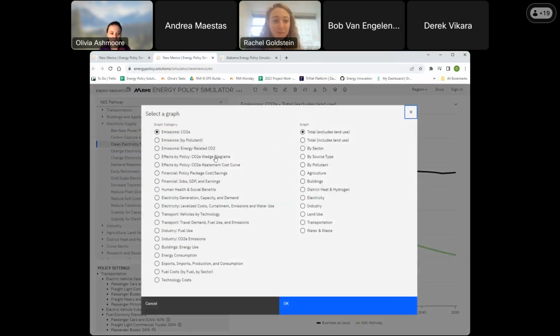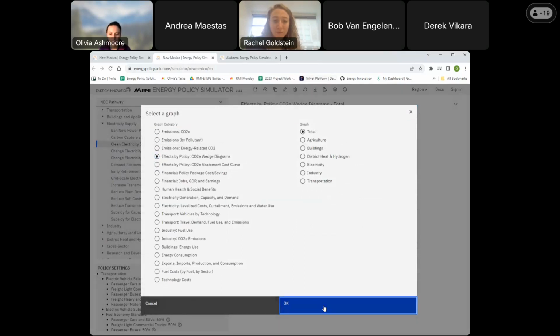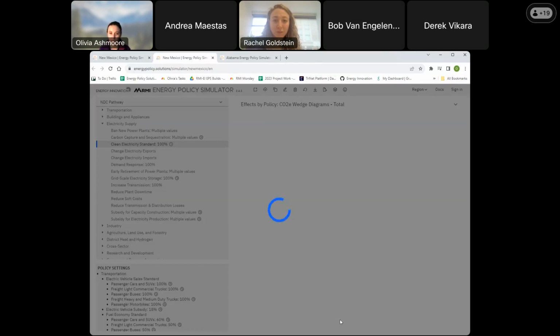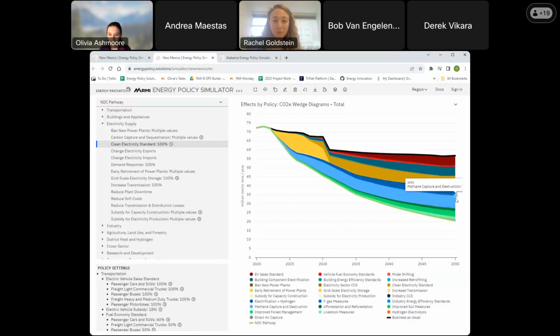I'll flip to what's our wedge diagram, which will show the contributions of different policies. And we can see that a methane capture and destruction policy is going to contribute the most emissions reductions in this scenario. So hopefully someone guessed that right. New Mexico has been implementing a lot of oil and gas measures, and we can see that that would be a really impactful policy in this state. So this shows the contribution of different policies towards the policy package. We can see in early years, the retirement of the coal and gas power plants will have a big impact. And then in later years, it's things like methane capture, building electrification, electricity standards.